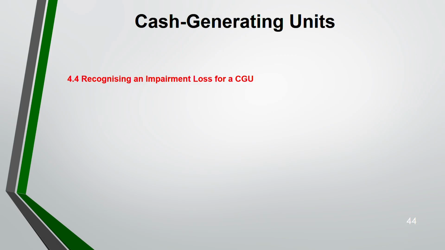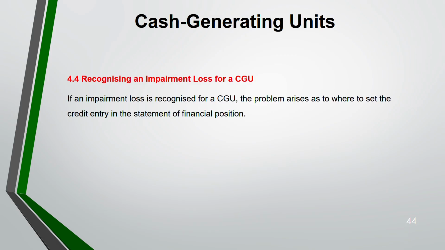Now, how do you recognize an impairment loss for a CGU? For an asset, we know, we compare the carrying value with the recoverable amount. For a CGU, it's the same process. The only thing is this is not for an individual asset. Now it is for the CGU's carrying amount, which you are comparing with the CGU's recoverable amount. So here also, if your recoverable amount is less than the carrying amount, there is an impairment. But the problem for a CGU is where the credit entry goes in the statement of financial position.